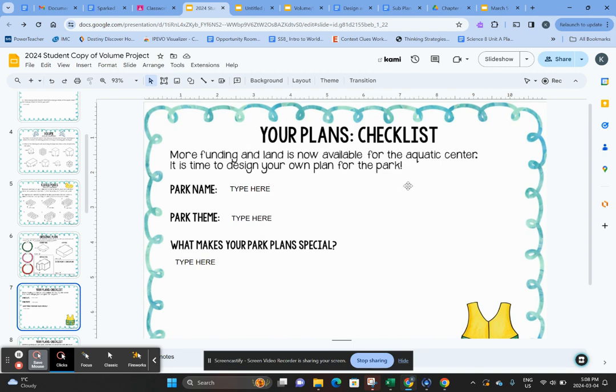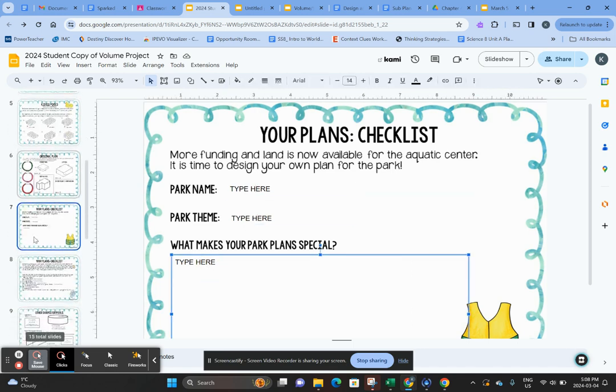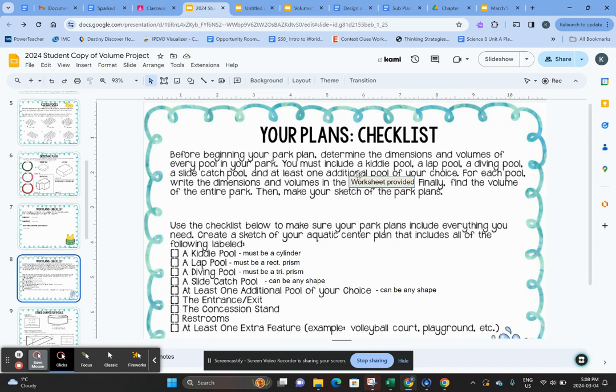Finally, we have more funding and you're going to make a more creative aquatic center. It is time for you to design your own plan for the park. So you need to come up with a name, a theme, and something that makes your park special. Slide 8, we have the requirements.